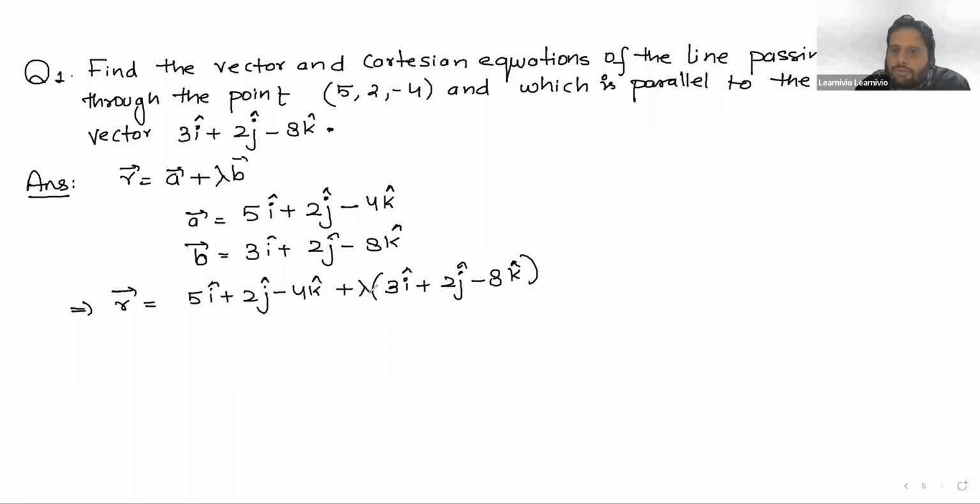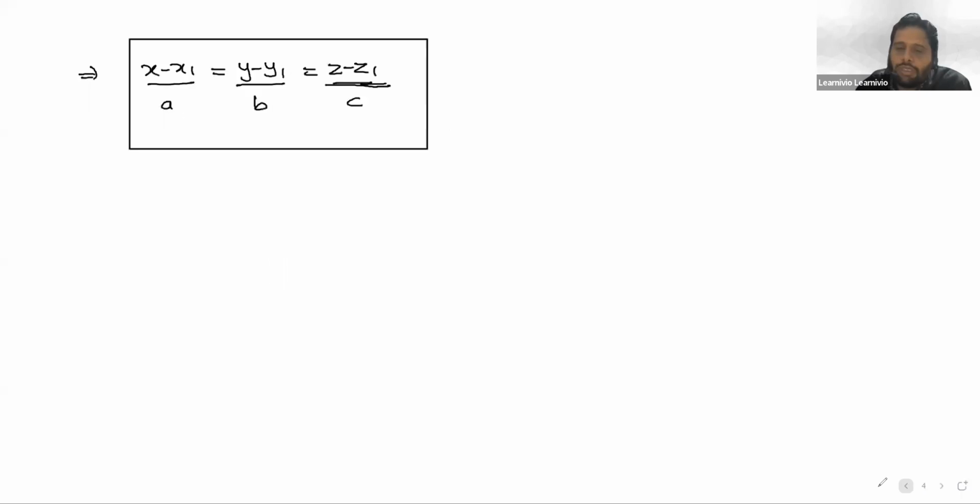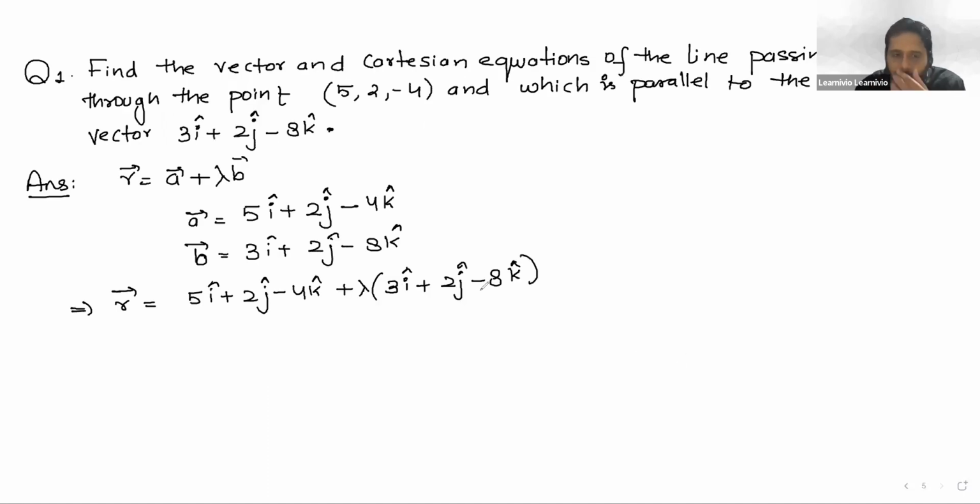This is clear? Abdur, is it clear? Yes, sir. Okay. Now we need to find the Cartesian form. For the Cartesian form, you have two options. Either use this formula directly. You know what x1, y1, z1 are and what a, b, c are. You can use this formula directly, or from this one you can change it into Cartesian form as we did in the derivation. That's your choice. Please find the Cartesian form and share your answer.